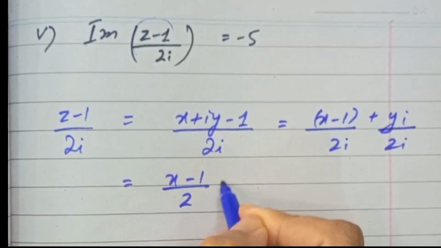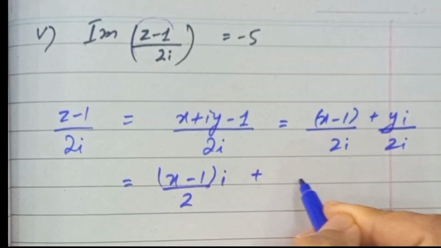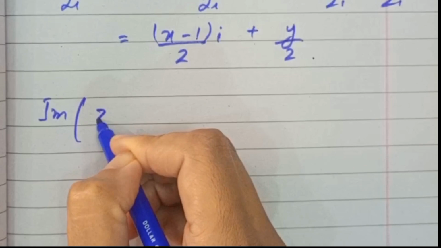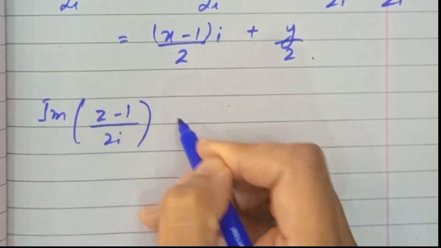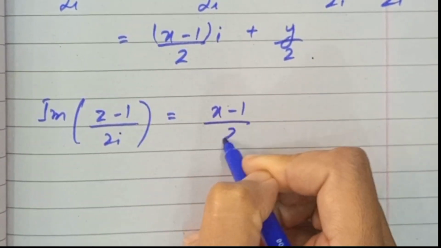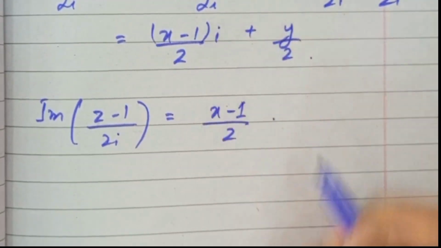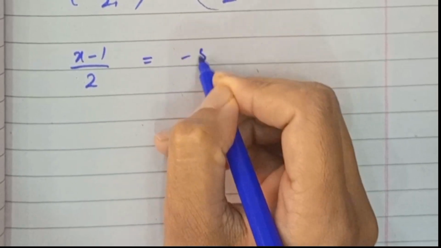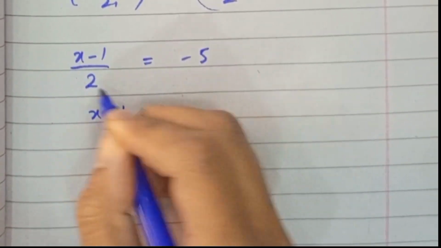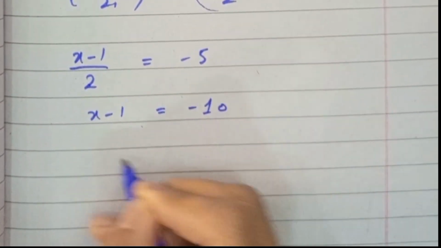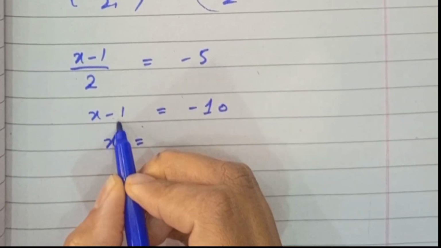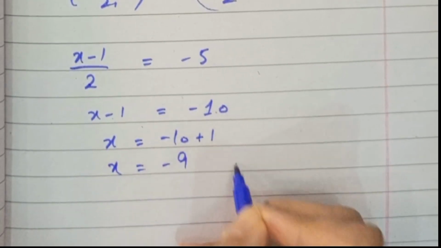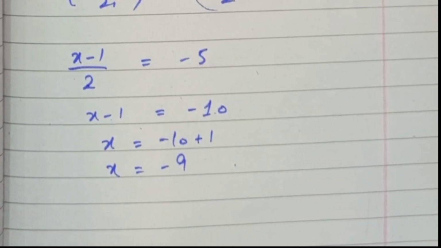Then we will get x minus 1 divided by 2 iota plus y by 2. So the imaginary part of z minus 1 divided by 2 iota will be x minus 1 divided by 2, because it has an iota with it. x minus 1 divided by 2 equals minus 5. Multiply this 2 here. Now add this 1 here. Our answer is x equals minus 9.